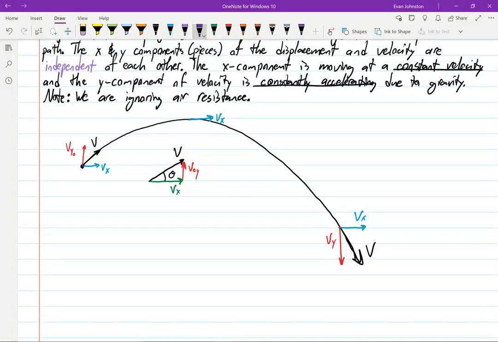And so I want to make a little note here. We use sine, cosine, or tangent to separate components.